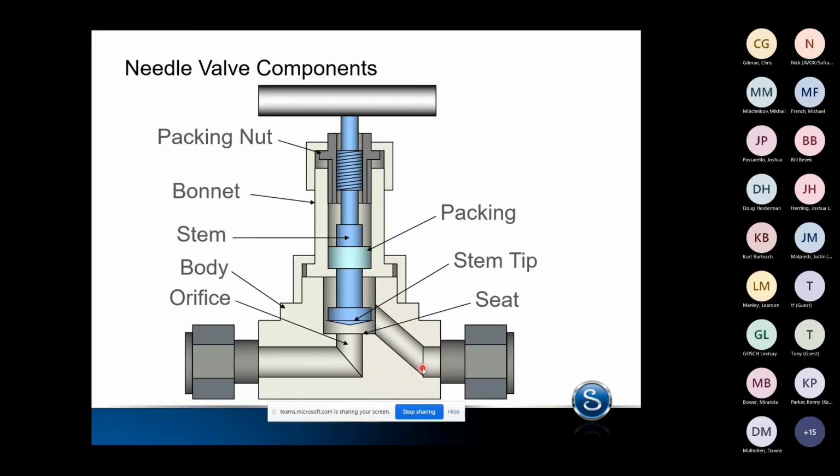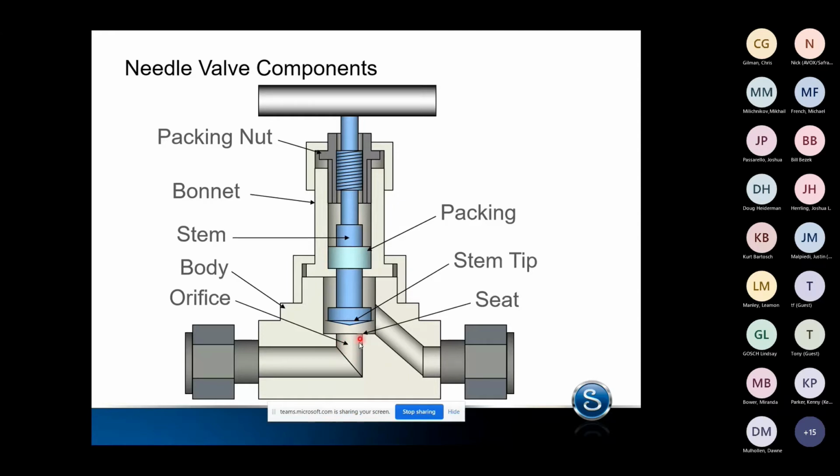So this body has integral end connections. Almost every needle valve is going to have that. The ends are going to be integrally machined to the valve body. The seat traditionally on a needle valve is not a separate component. It's simply a surface of the needle valve that we're going to be making a seal against. And the orifice, therefore, is going to be really just a space that's created between the stem tip and the seat.